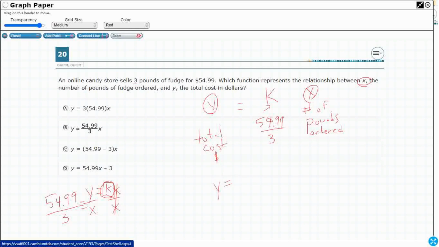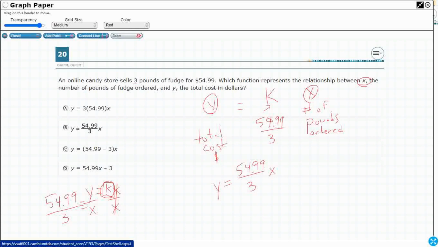So Y equals your unit rate, which is $54.99 divided by 3. That's your constant of proportionality, multiplied by X, the number of pounds that are ordered. All right, so that's looking like B there. Let's see what's wrong with some of these other options. So, yeah, look at A.